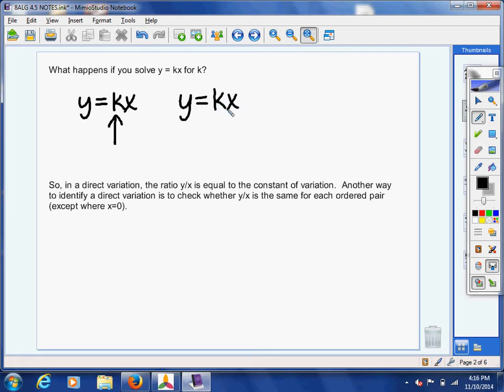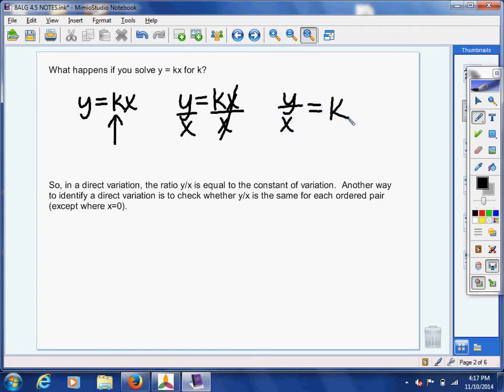First of all, what operation is going on between the k and the x? Now, if you said multiplication, you're absolutely correct. How do you undo multiplication? Yes, division. So we're going to divide each side by x. Now see on the right, both x's will cancel out. And on the left, we have y over x is equal to k.